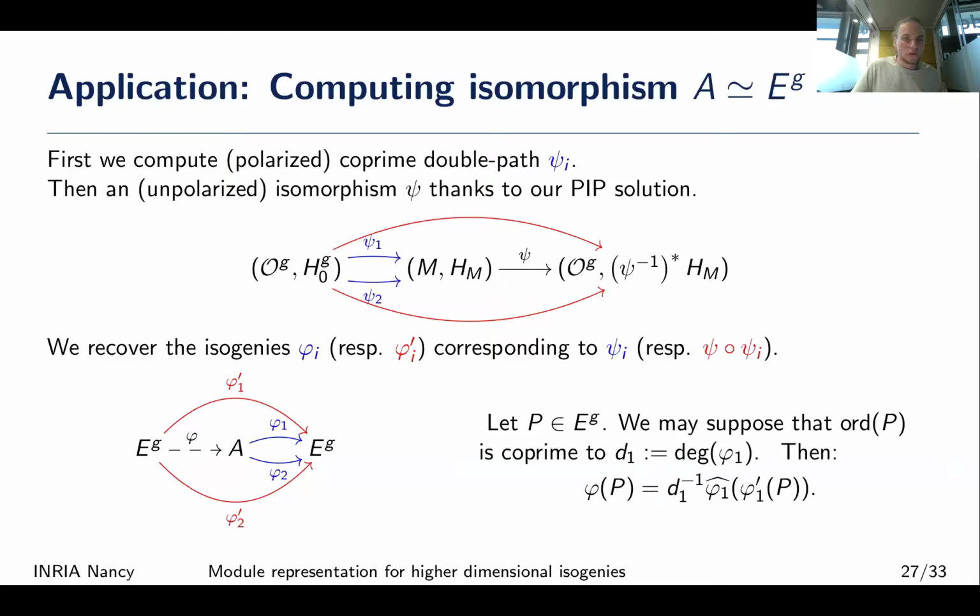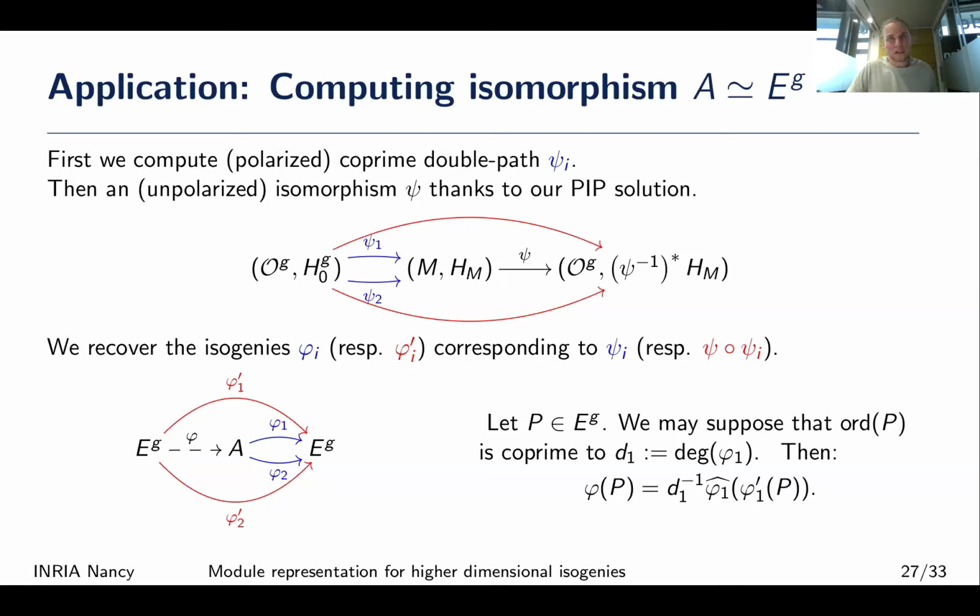Okay, and so to compute phi of P, I can just do this path where, thanks to phi1 prime, I can go to E^g, and then computing the dual, I can recover a multiple of the point that interests me on A. And then, since I assume that P has an order that is coprime to D1, I can divide by D1 and recover the point that I wanted. Okay, so this was the technical side. I hope that I have been a little bit clear, but it's really that idea that double pass allows us to evaluate on any point. So it's going to be an idea that I'm going to use again in the following few slides.